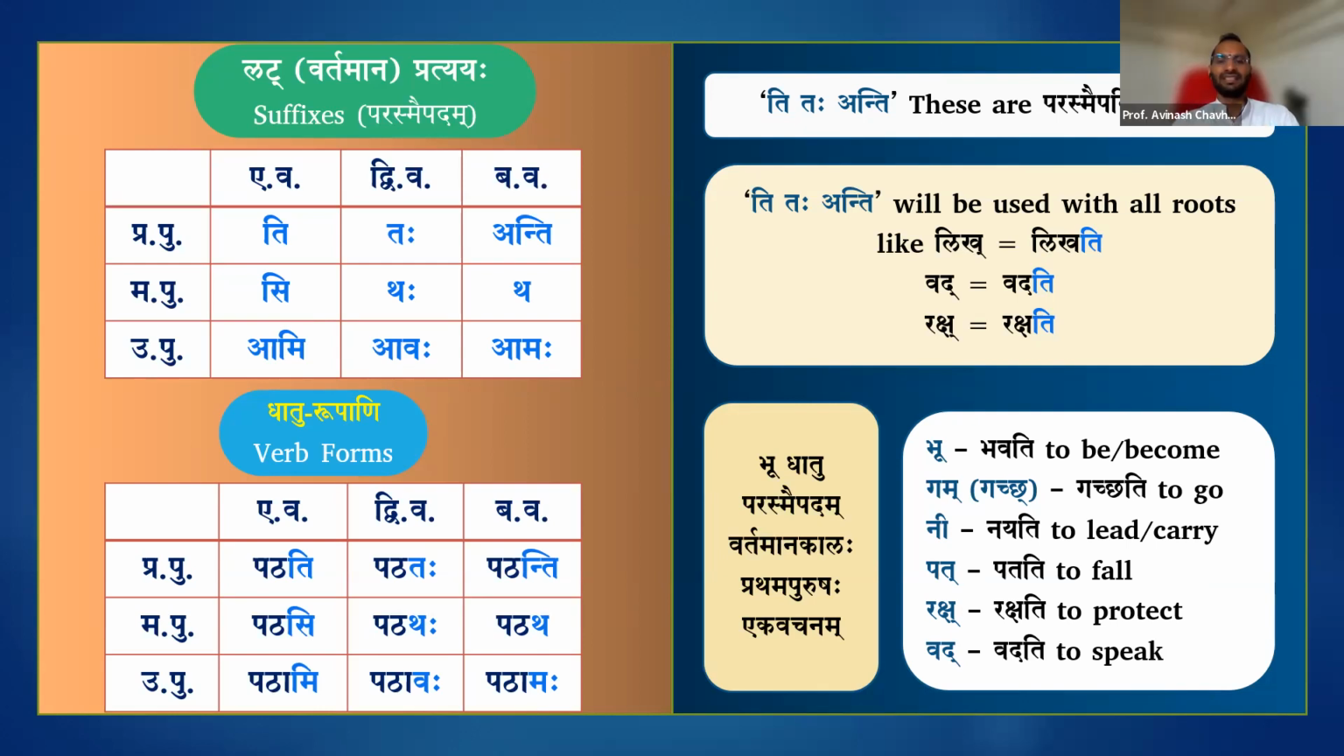Good. Next one is ni. It becomes nayati. नयति नयतः नयन्ति नयसि नयथः नयथ नयामि नयावः नयामः. Good. Next one is patati, to fall.